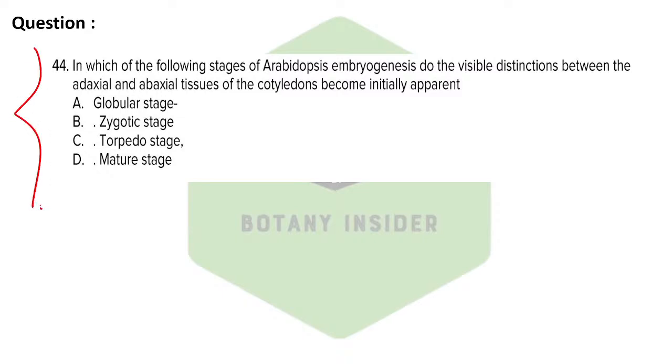Next, in which of the following stages of Arabidopsis thaliana embryogenesis does the visible distinction between adaxial and abaxial tissue of the cotyledon become initially apparent? Globular stage, zygotic stage, torpedo stage, and mature stage. Try it out, everyone.